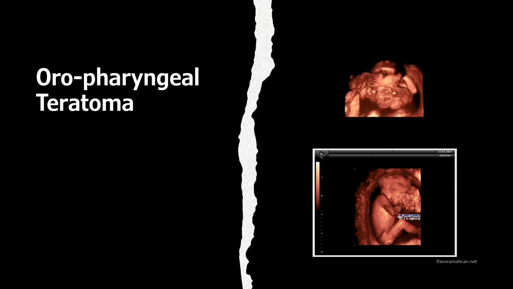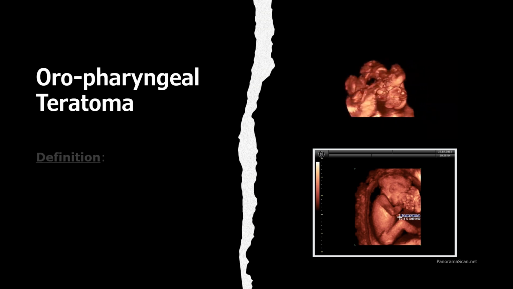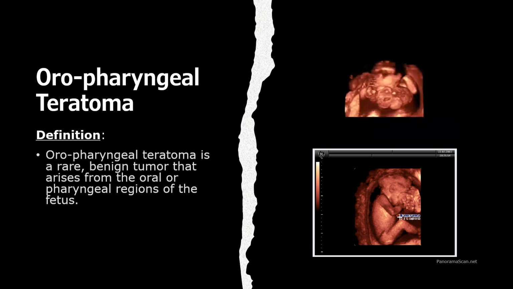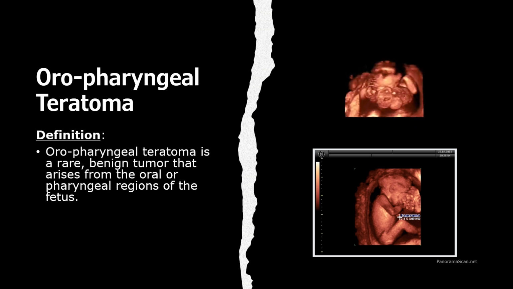The next fetal anomaly we will be discussing is oropharyngeal teratoma. This is a rare benign tumor that develops in the oral or pharyngeal regions of the fetus. Despite its benign nature, it can pose significant challenges due to its size and location, which may interfere with critical functions such as breathing or swallowing after birth.